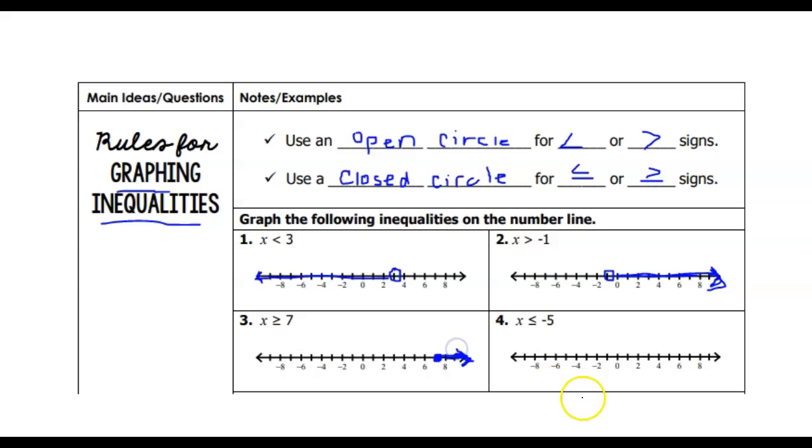Perfect. All right, last one, guys. X is less than or equal to -5. In the chat box, Shelby, I go to -5. Am I going to put an open or closed circle at -5, Shelby? Is it an open or closed circle? Shelby, are you there? Thank you, Tia. Thank you, Shelby. Yeah, open or closed circle, Shelby.